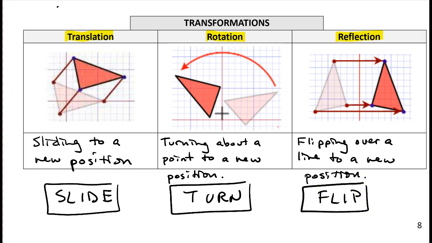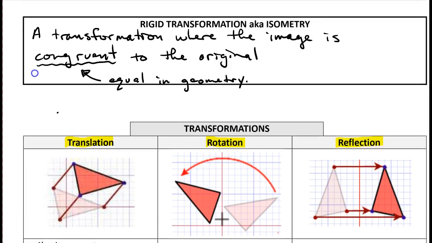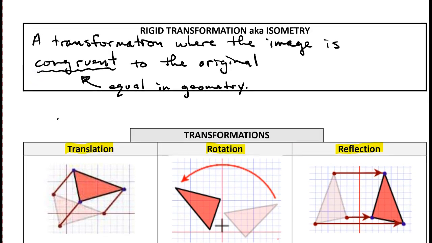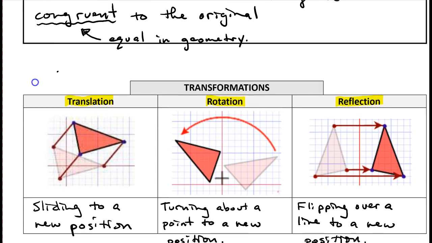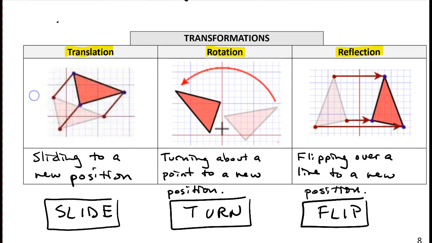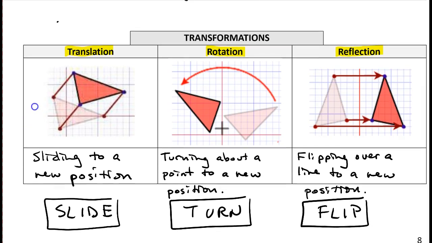Okay, so these are three types of transformations. And again, if we come back up here, these are called rigid transformations or isometries. Notice that the shape does not change, just the position where it is on this grid does.